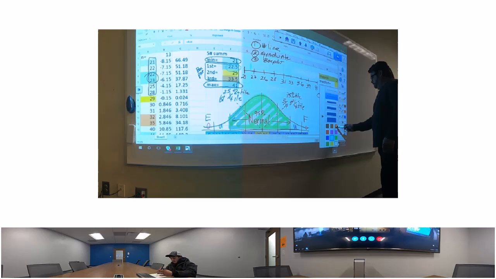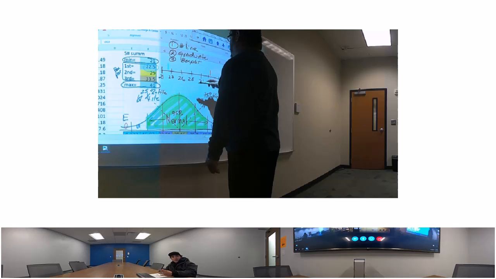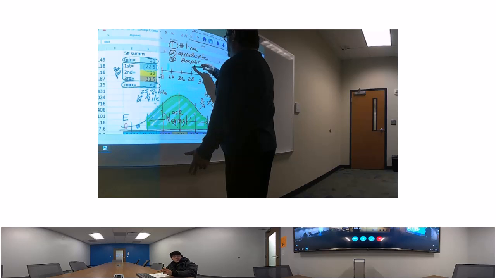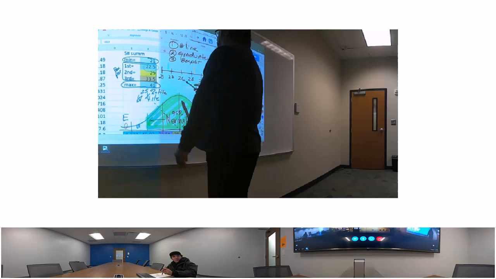And now I take my median, which is yellow, and that's 29. 29 would be right in here. And you have just completed your what? Your box plot.